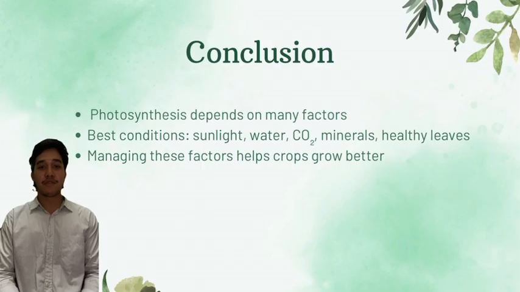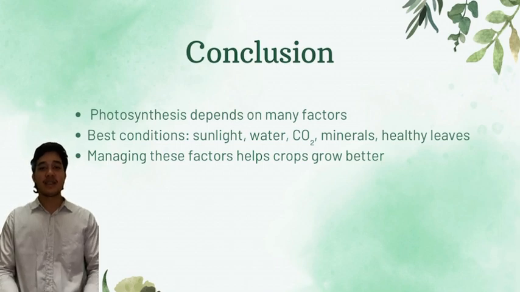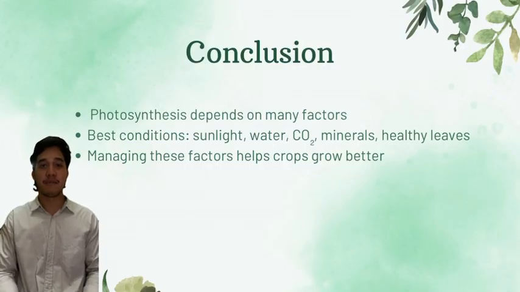To conclude, photosynthesis depends on many different factors like carbon dioxide, water, temperature, minerals, and even the condition of the leaf. By understanding these factors, we can help plants grow better and produce more food. This knowledge is especially useful in farming, gardening, and environmental management.